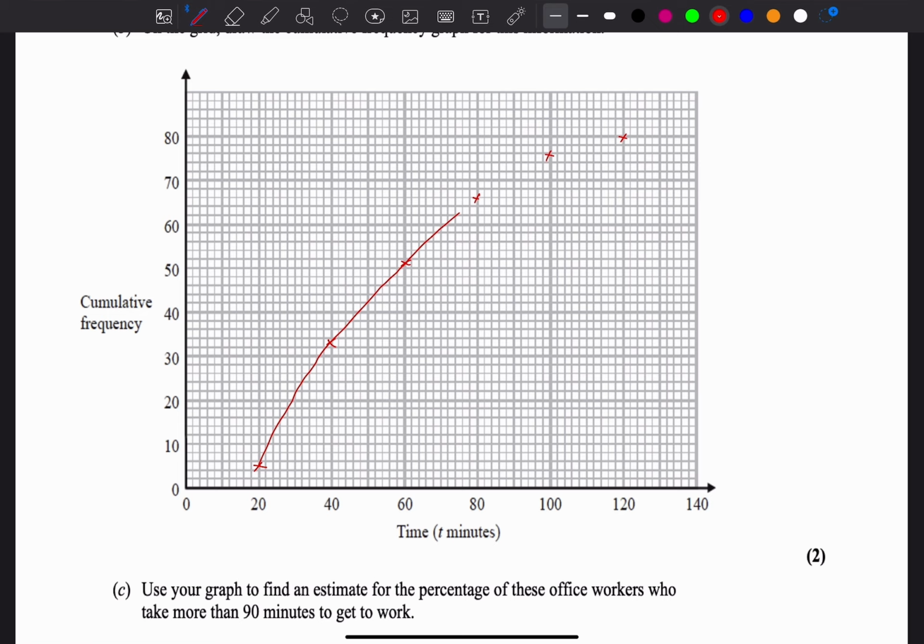Make sure it's a curve. Do not draw sketches like this. Okay, draw one single line.